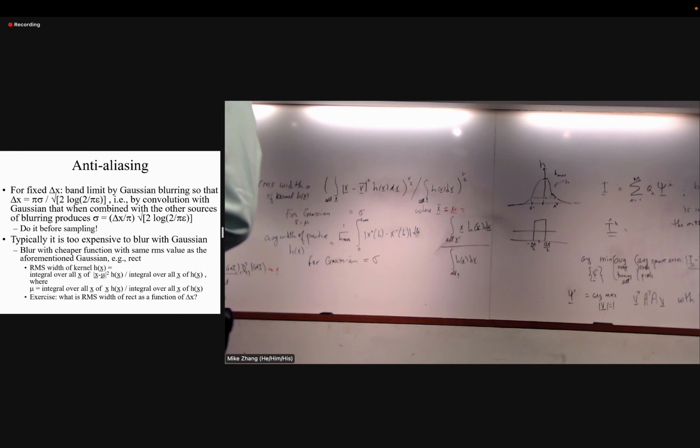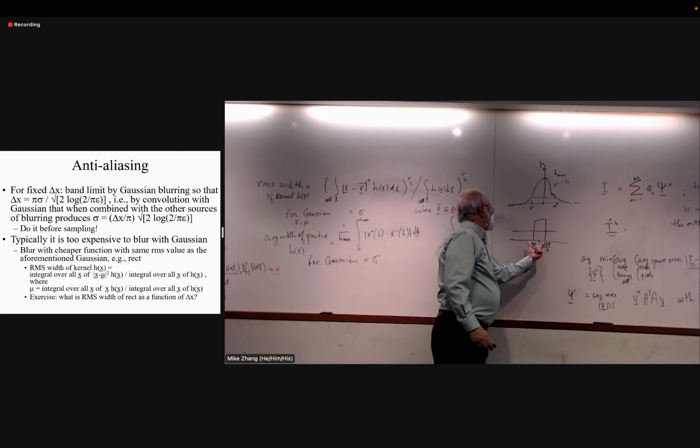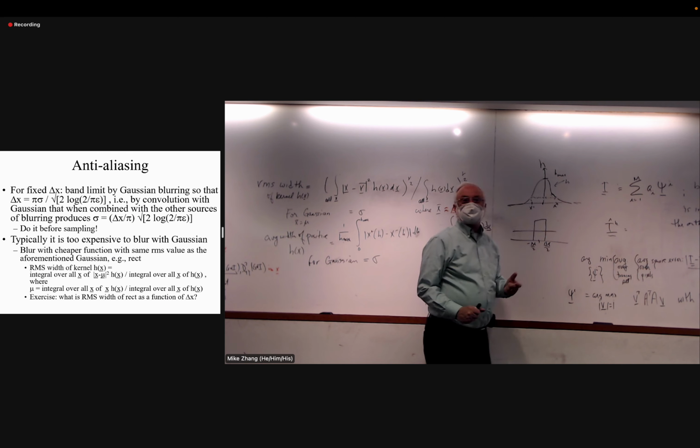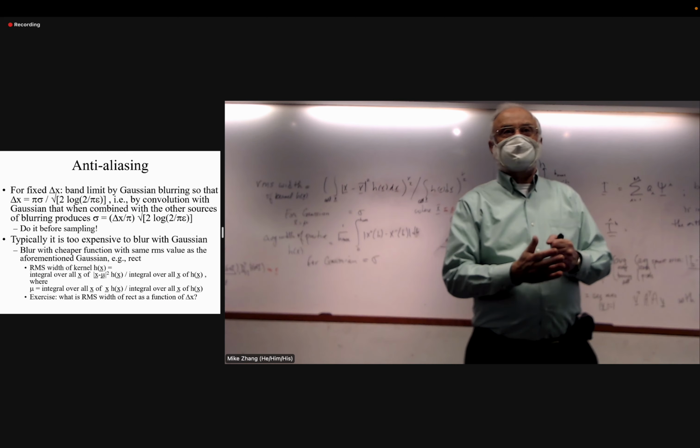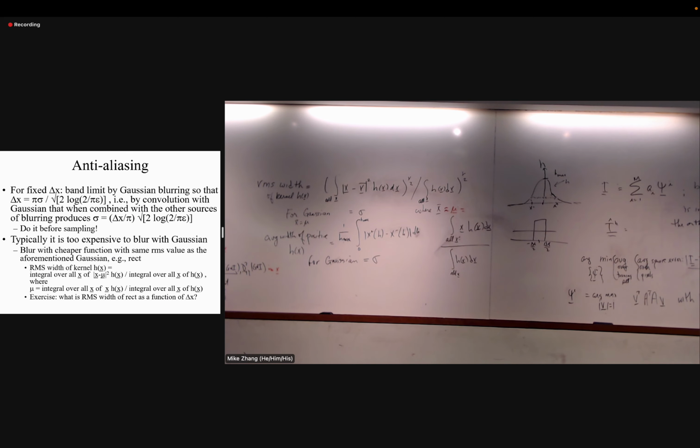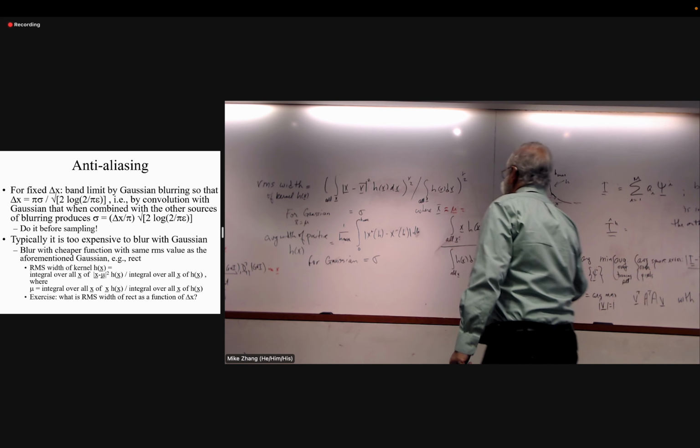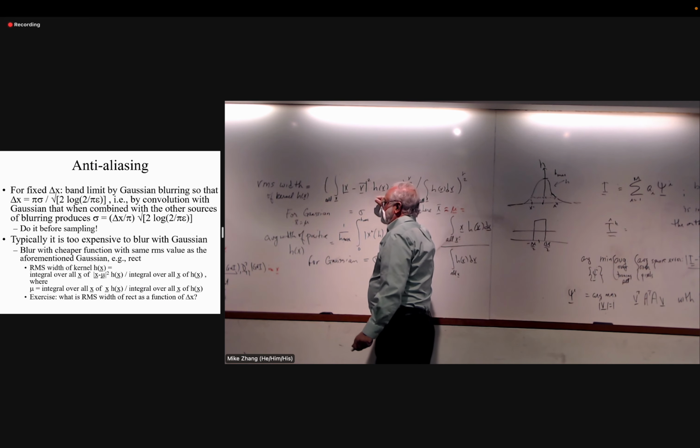Sorry. Yes. Let me start all over again. For a Gaussian, it's sigma. And the average width, the RMS width of the rect, is not delta x. That's what I'm trying to say. So first, two things I want you to take away from this. The first is, this is the definition of RMS width.